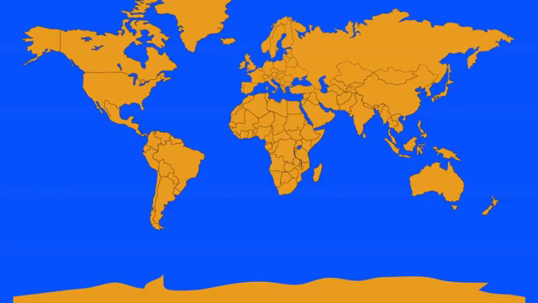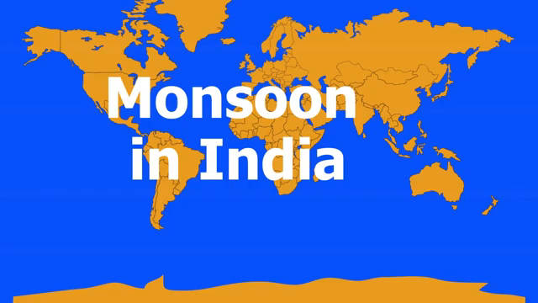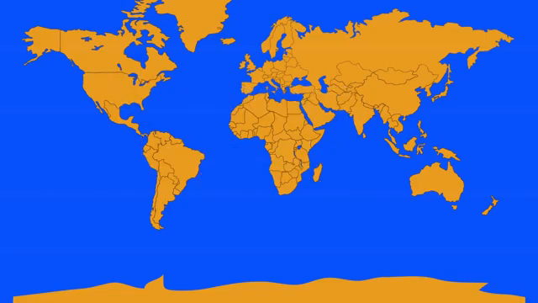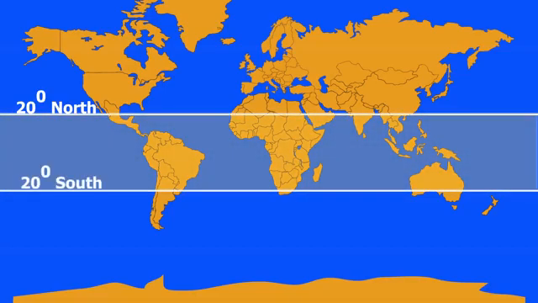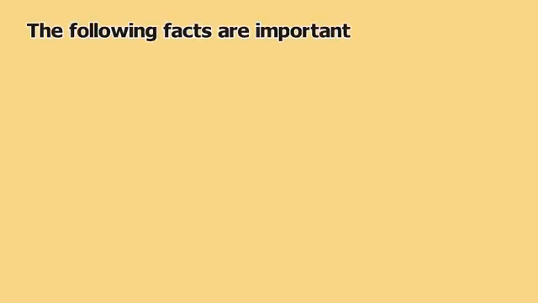In this video, we shall learn about the development of monsoons in India. Well, the monsoons in India are experienced in the tropical area, roughly between 20° north and 20° south. To understand the mechanism of monsoons, the following facts are important.